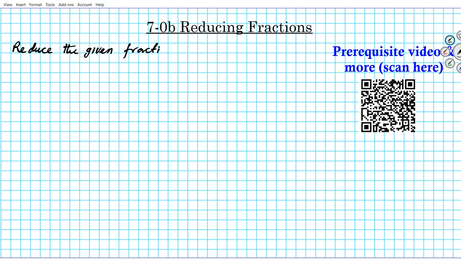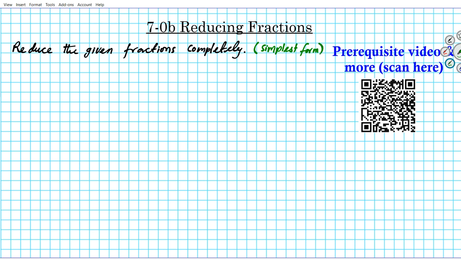Another word for reducing a given fraction completely is basically writing down the fraction in its simplest form. Simplest form is the same thing as reducing completely. So let's just put that in parentheses here. So we're asking you to rewrite it in its simplest form.